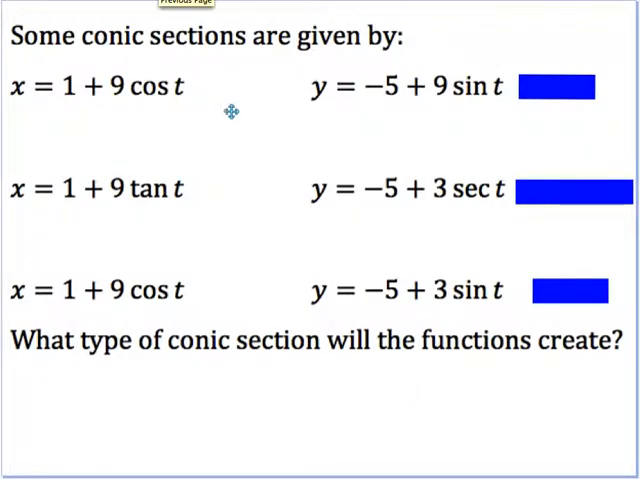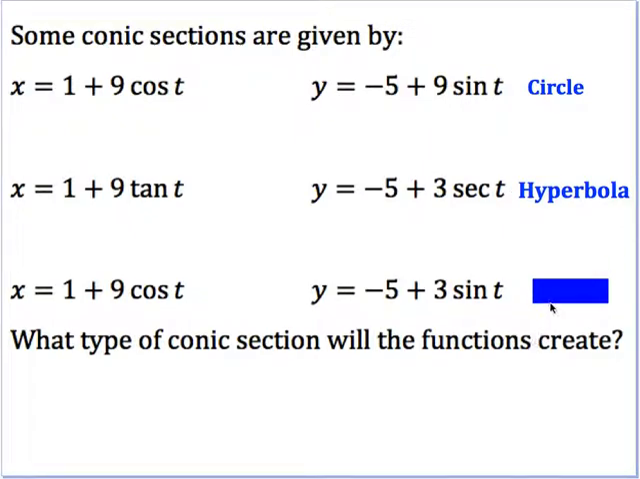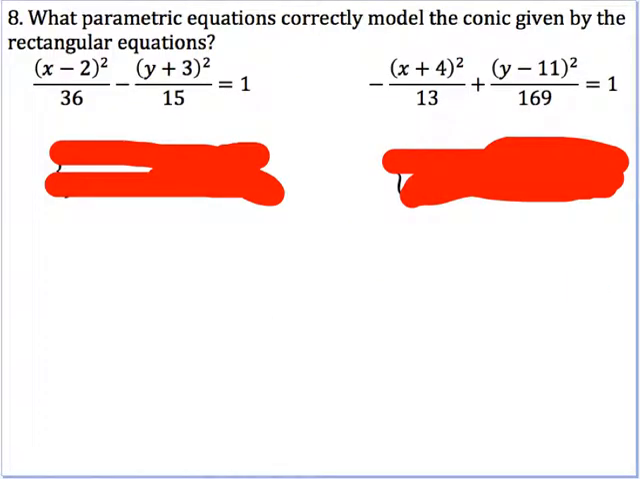Alrighty. Some conic sections are given by these parametric equations. What type of conic section is it going to be? This one, because this is a 9 and this is 9, then you're going to have a circle. With this one, because you have secant and tangent, it's a hyperbola. And then on this one, because you have a different value here than you do here, you're going to have an ellipse.